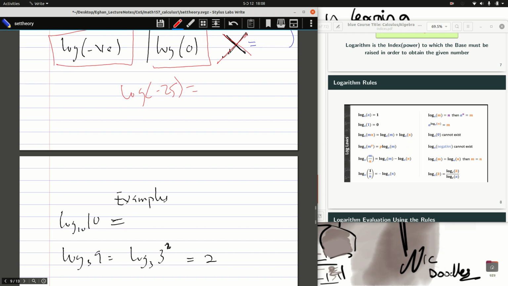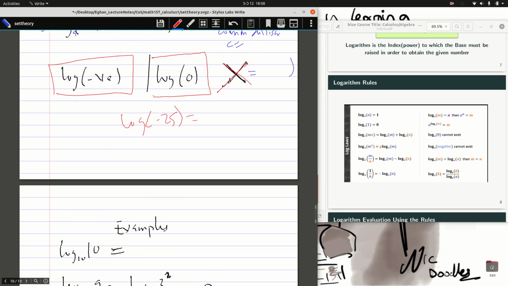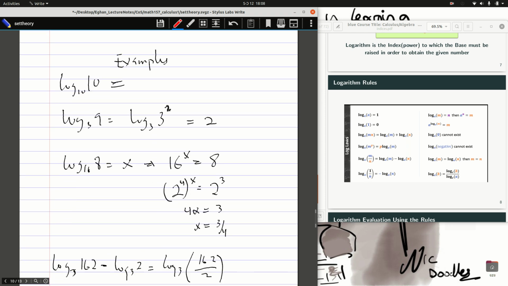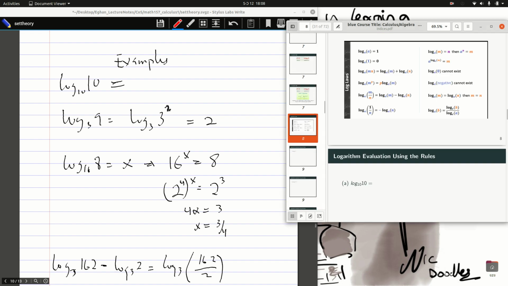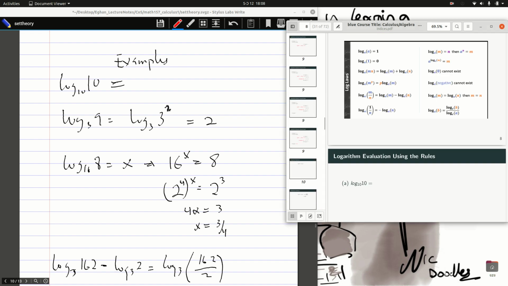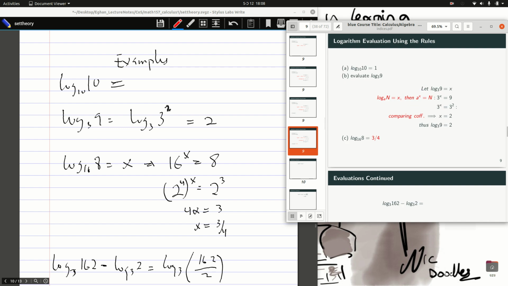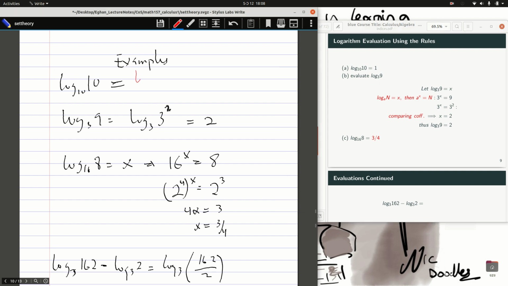Okay. So let's quickly move to examples here. I think I'll go straight to slide 9 for my examples. Okay. Log 10 base 10. From the property of the base and argument being the same, this simply gives me 1. I know you can use a calculator to do this, but I want to know what the calculator is doing, and that is what it is applying.